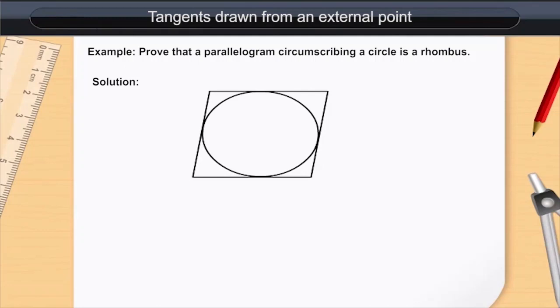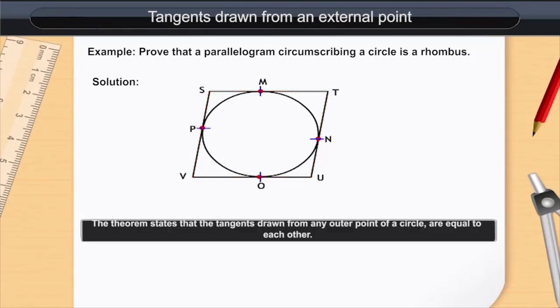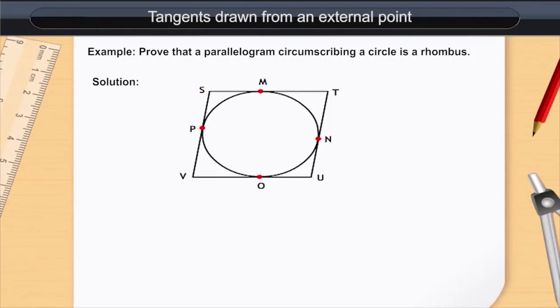A rhombus has all four sides equal. Look at the picture. There is only one theorem that we need to use. The theorem states that the tangents drawn from any outer point of a circle are equal to each other. In the picture, SM is equal to SP. Similarly, MT is equal to TN and VO is equal to VP and OU is equal to UN.